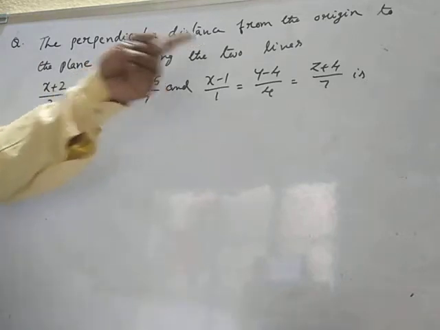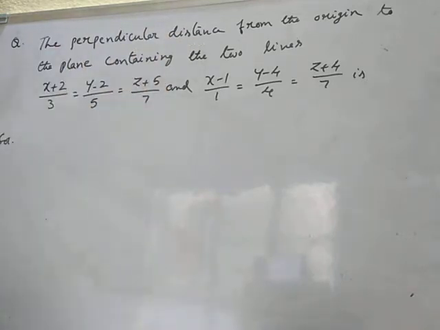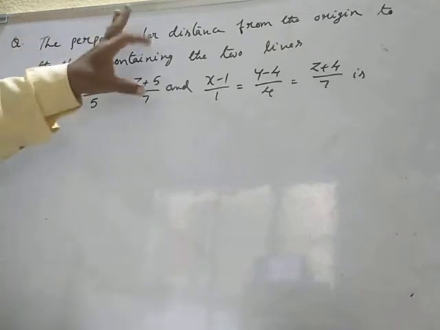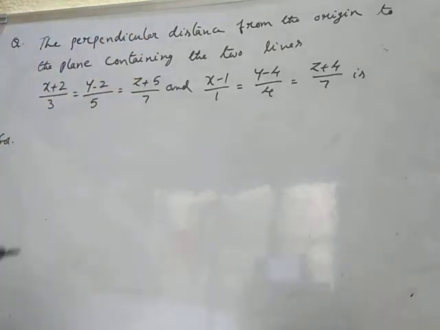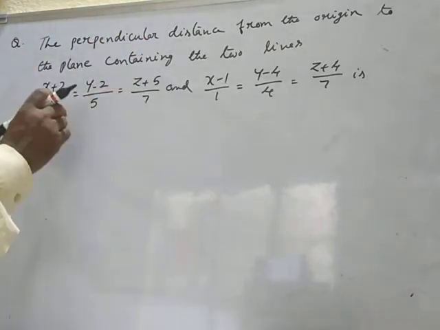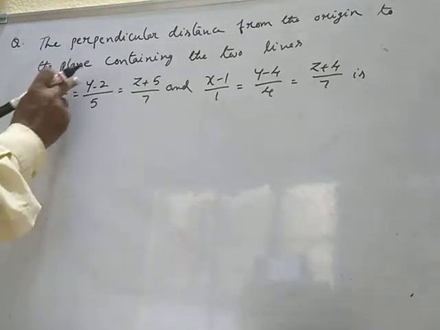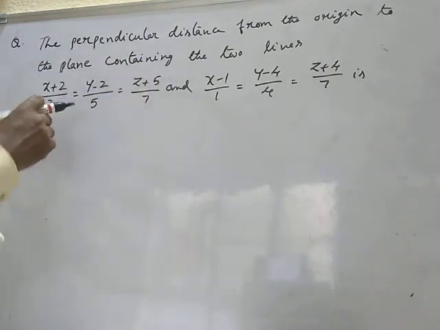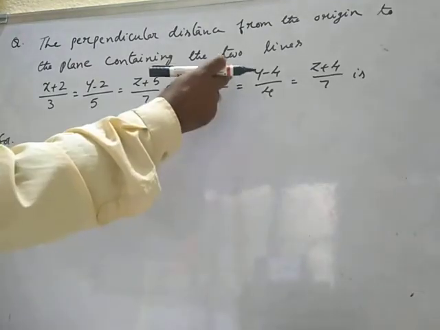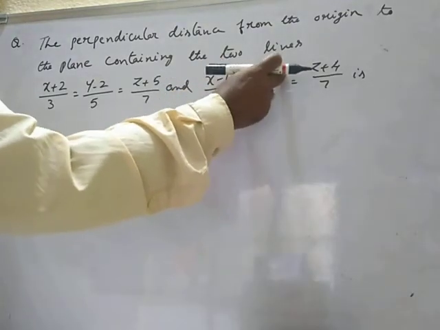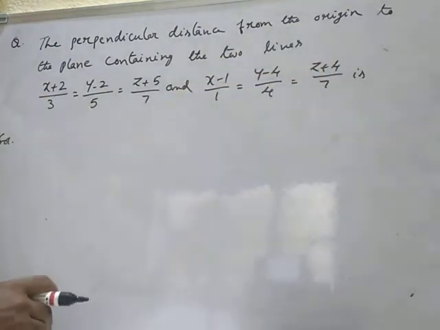The plane containing the two lines. I said that our required plane contains the 2 lines. So the plane passing through the point (minus 2, 2, minus 5) also passes through the point (1, 4, minus 4).